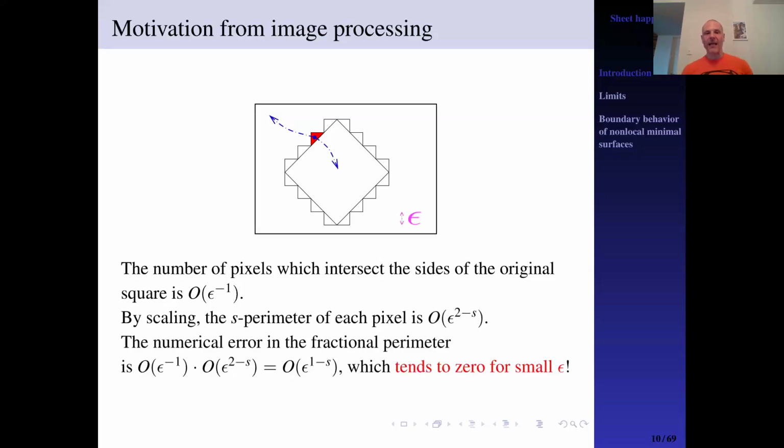But then the total error is the product between 1 over epsilon, the number of pixels, and epsilon to the 2 minus S, which is the error produced in each pixel. And now the error is epsilon to the 1 minus S. This is good news because you still make an error because you digitalize a picture, so there is a bit of numerical error, but this error now tends to 0 when epsilon goes to 0. So now you can spend more money and buy a better computer, and you will get a more accurate answer from that.